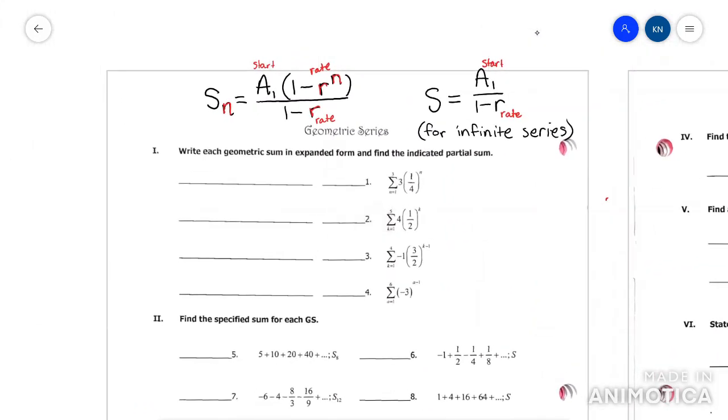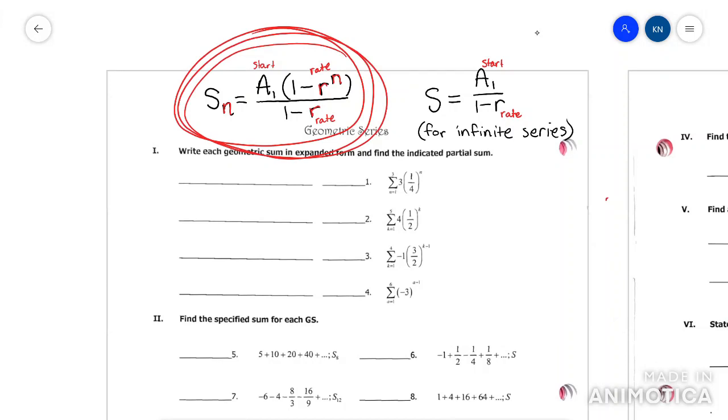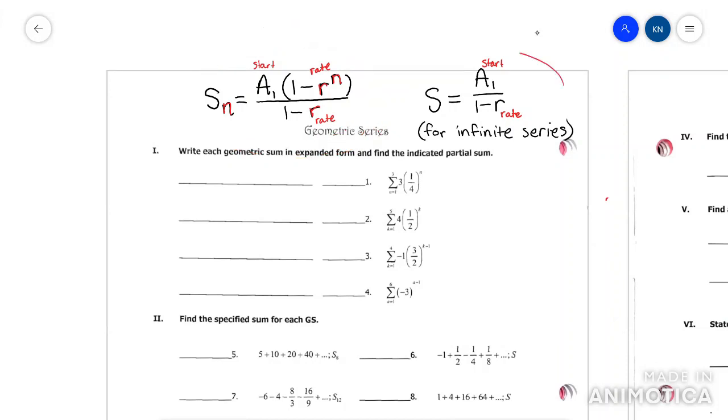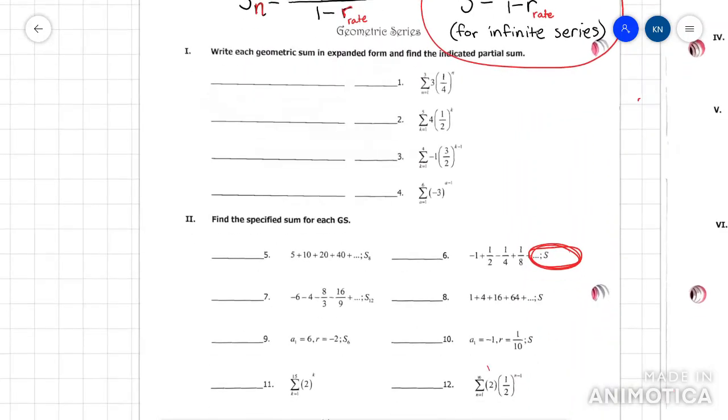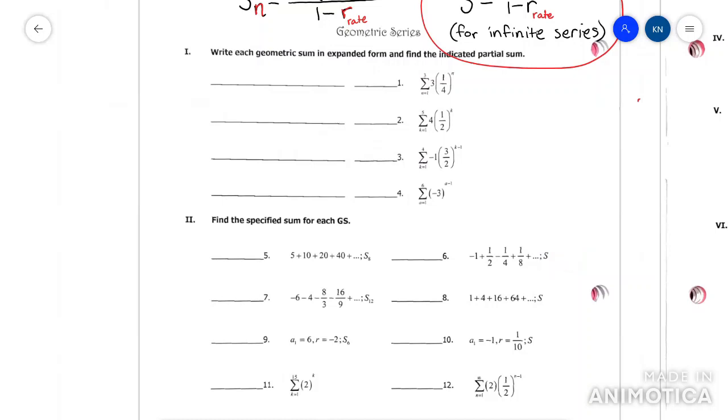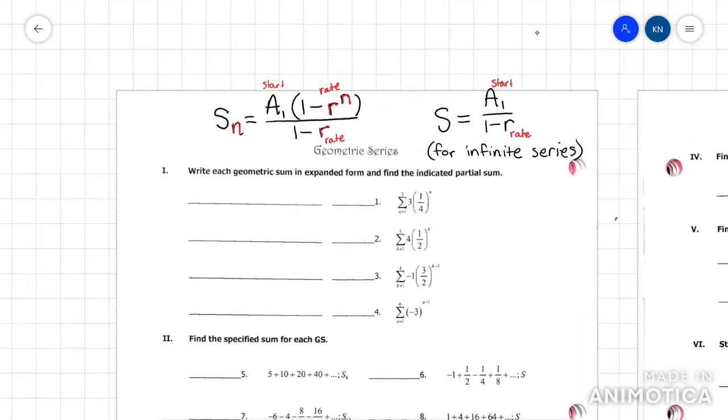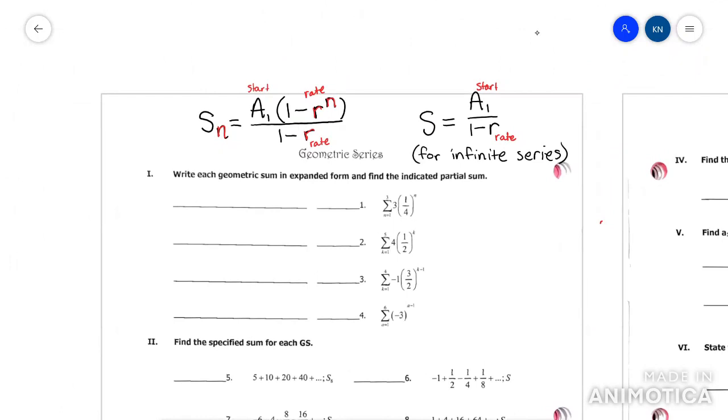One of them is if they tell you when to stop, like here, they tell you to stop at 3, or here, they tell you to stop at 8. That would be this equation right here, all right? The other equation, this one, is when they don't tell you to stop. So they don't put a stop there, or they just tell you go to infinity on sigma notation. So keep that in mind when to use each one. That's very, very important.